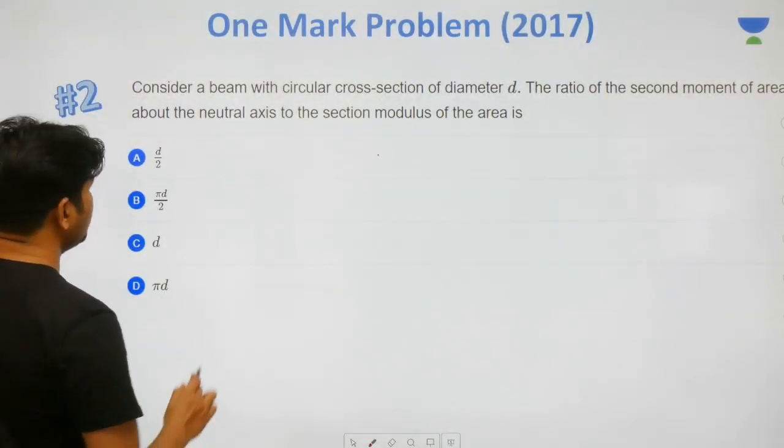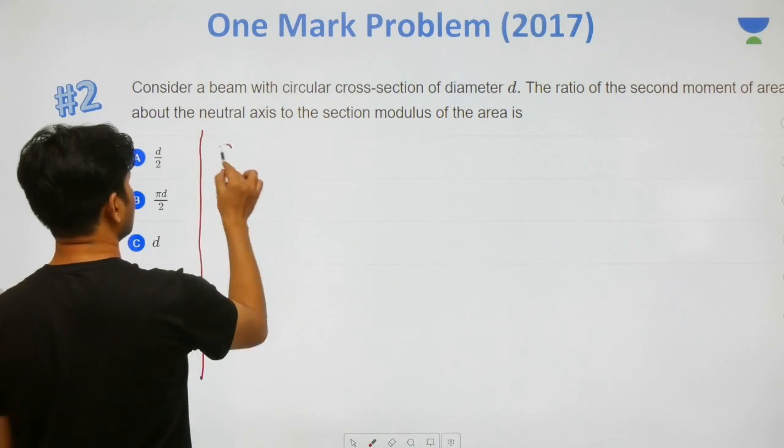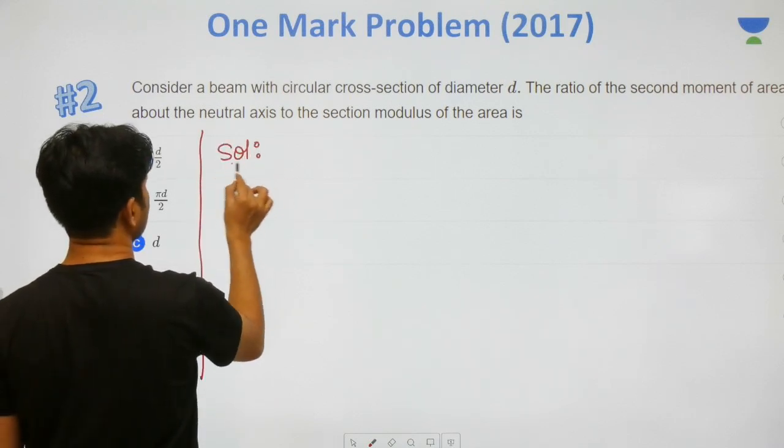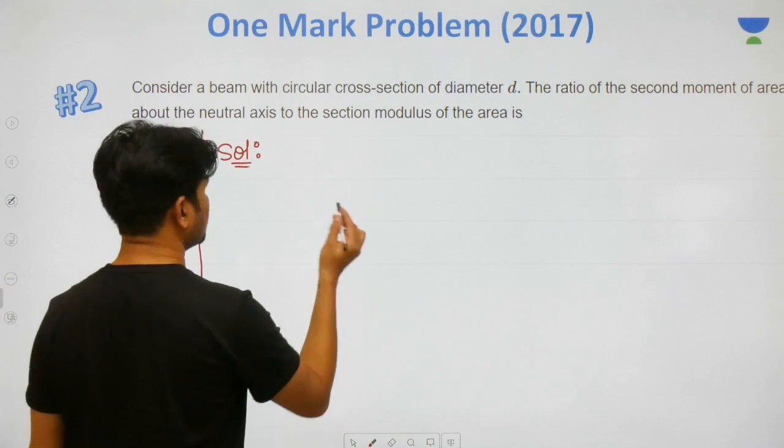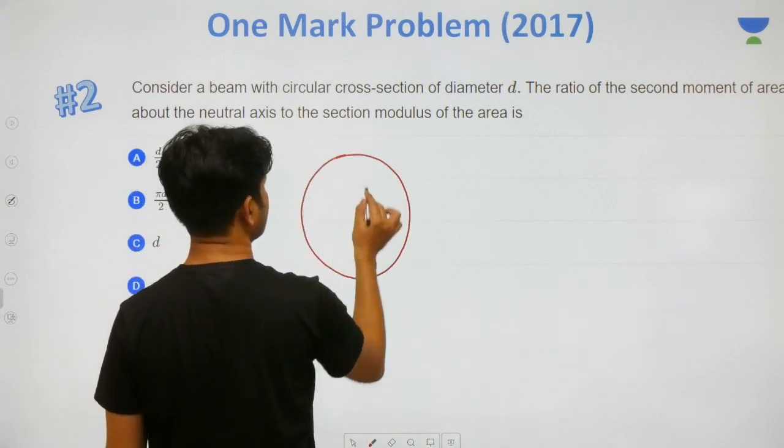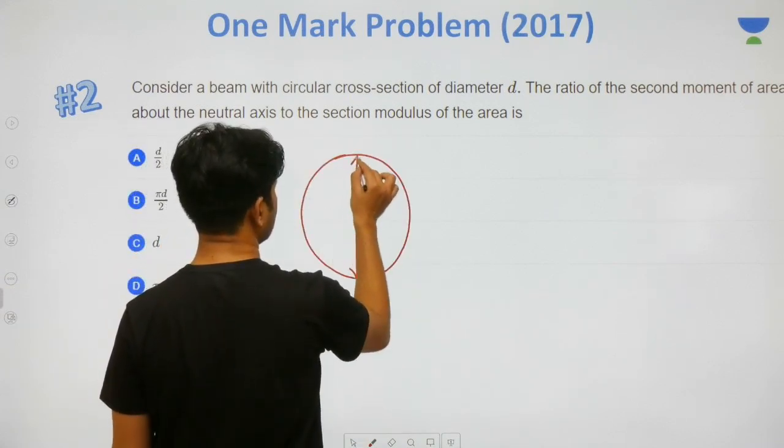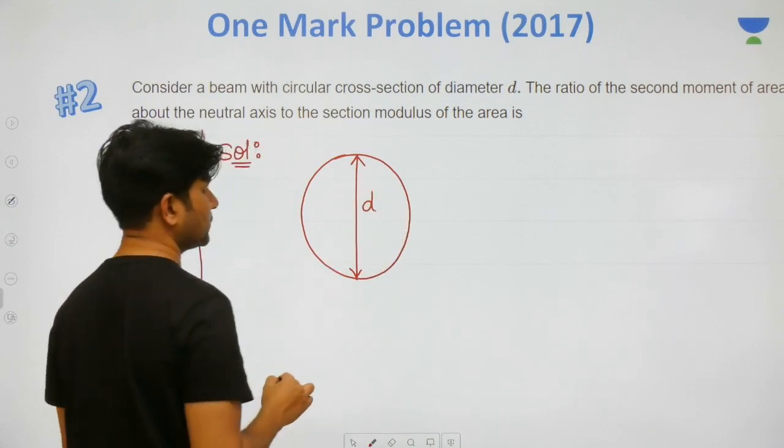Now this 2017 problem is just a formality. It is a very easy, very simple problem. The problem says that you have a circular cross section of diameter d.